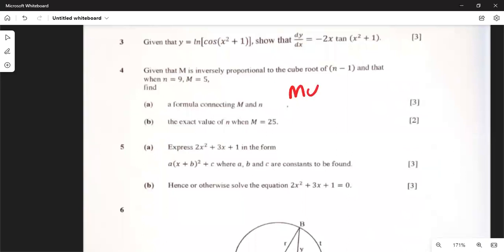M with the variation sign. So it varies inversely, that is proportional to the cube root of this. So it's going to be 1 over the cube root, like this. So this is the cube root of n minus 1. That is what it means actually from your variation techniques.